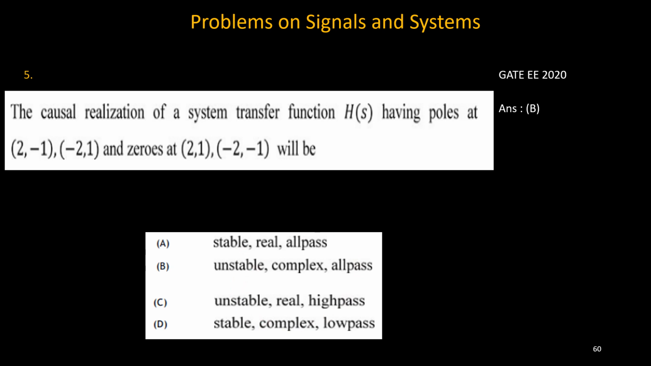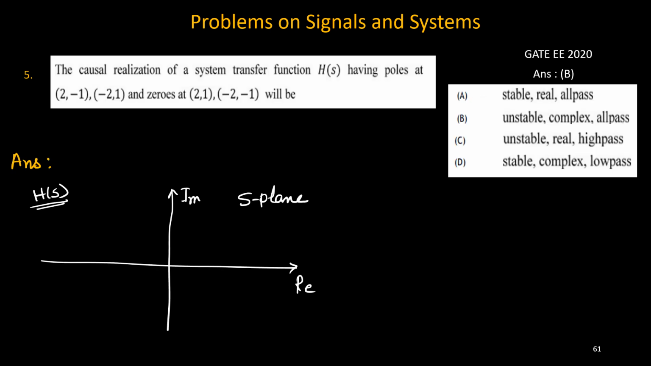So for that, first we will try to plot or place the poles and zeros on the S plane. Okay, I'll consider the S plane. This is the real axis, this is the imaginary axis. So this 2, minus 1 means real part is 2 and imaginary part is minus 1. So there we will have one pole, and another pole is minus 2, 1.